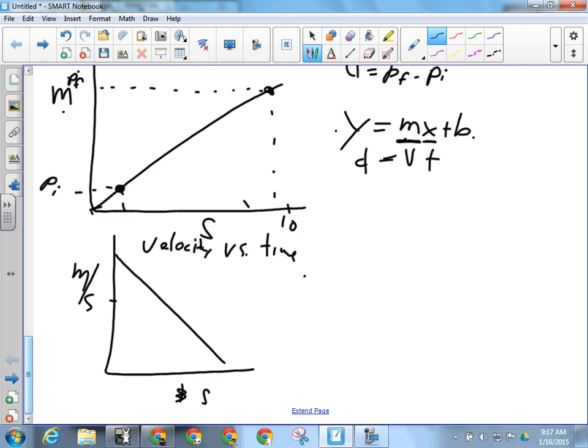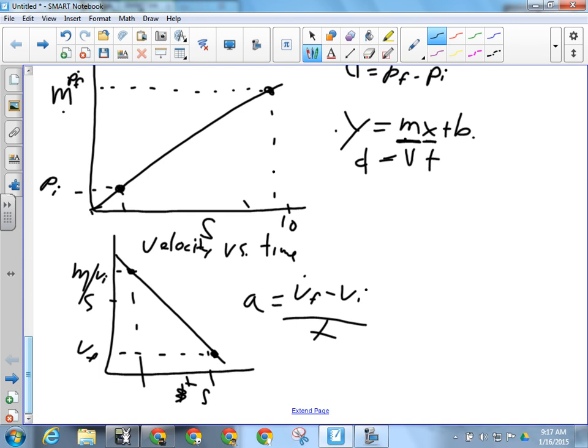All right. If I found the slope of this, what would it tell me? Acceleration, because let's say I used these two points here. This would be VF, this would be VI, that would be time. And our formula for acceleration is exactly the same thing.